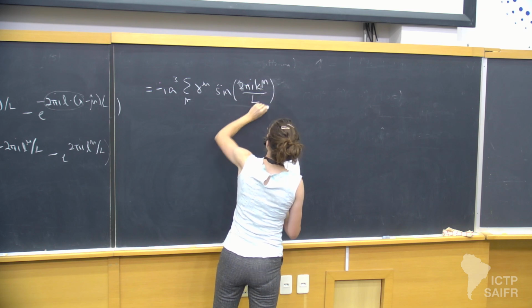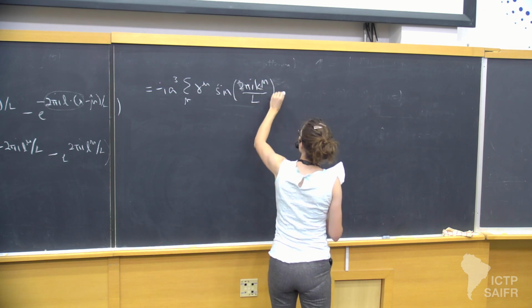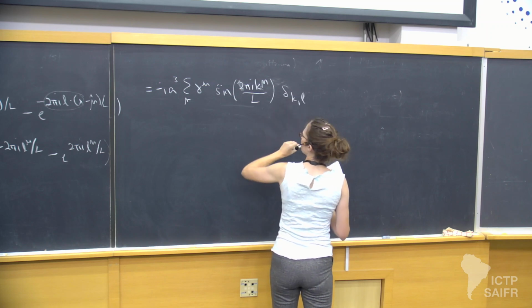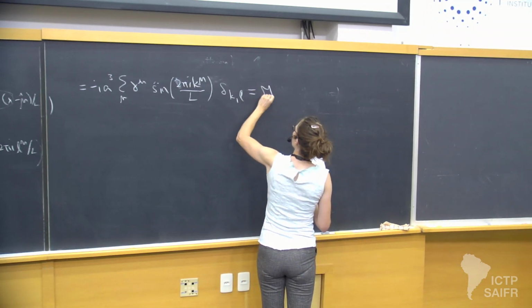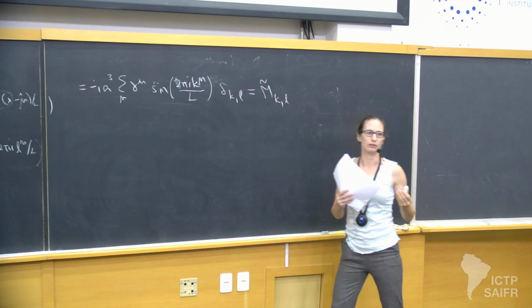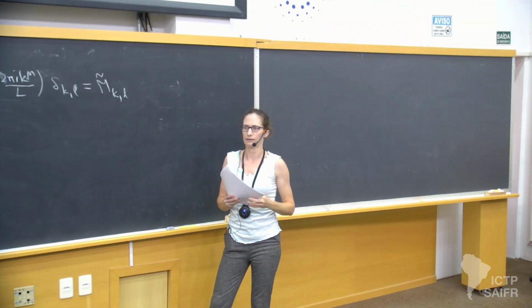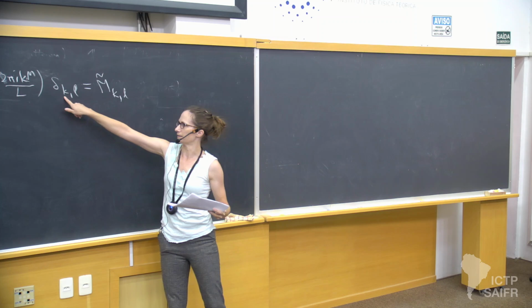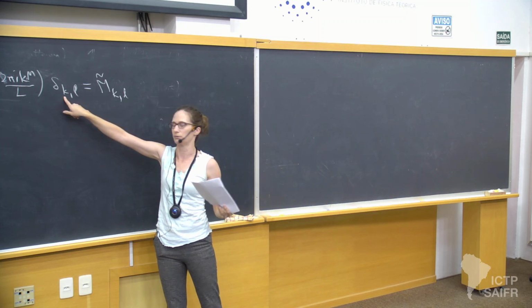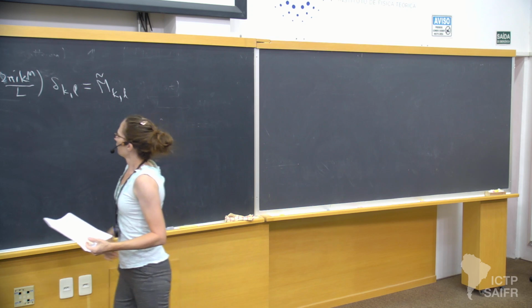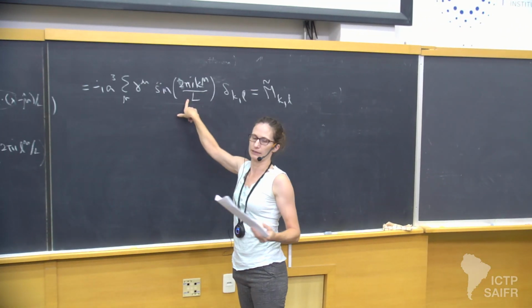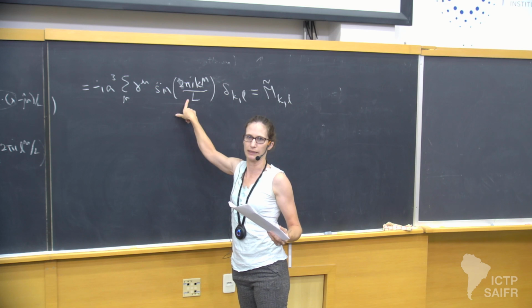That's a mu. My mu's are terrible. All right, and then we have a delta KL. And this thing is M in momentum space. So the first thing we see is it's diagonal, which is good. That was why we went to momentum space in the first place. And it has this dependence on the momentum, K.